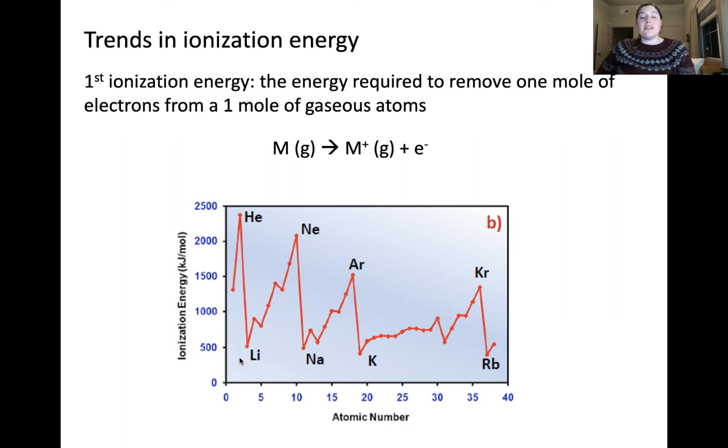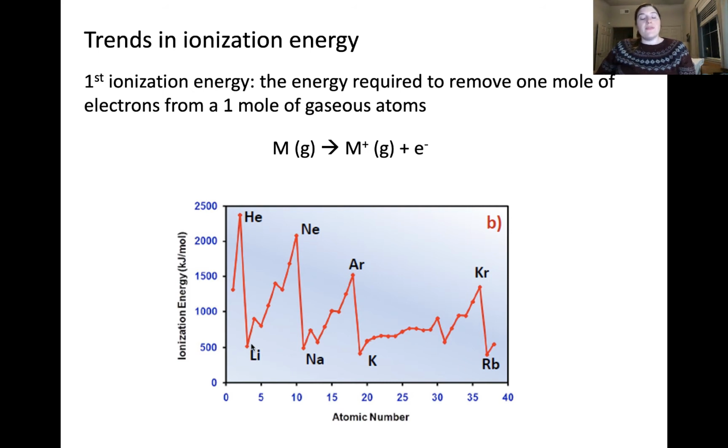Now, species that have lower first ionization energies are shown here. These are lithium, sodium, potassium, and rubidium, which are labeled. And these species are alkali metals. What we can interpret here is that for the alkali metals, it takes less energy to remove 1 mole of electrons from 1 mole of gaseous atoms than it does for noble gases.